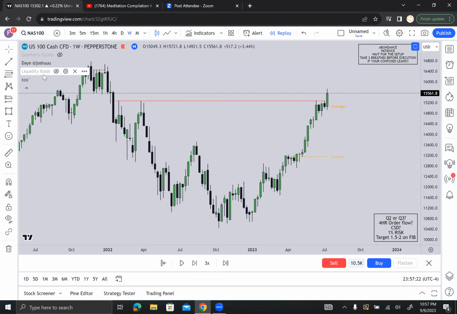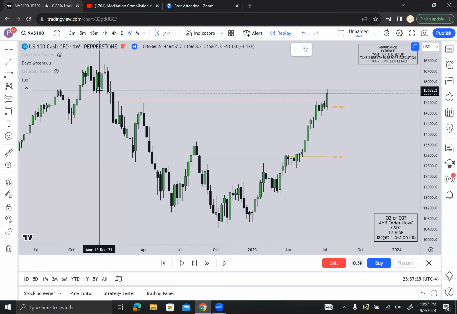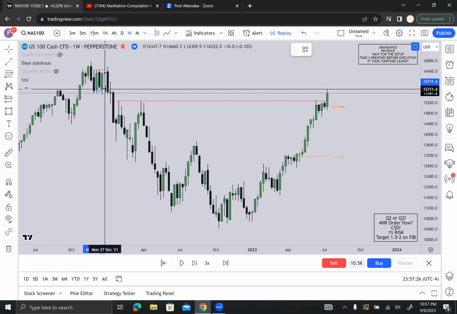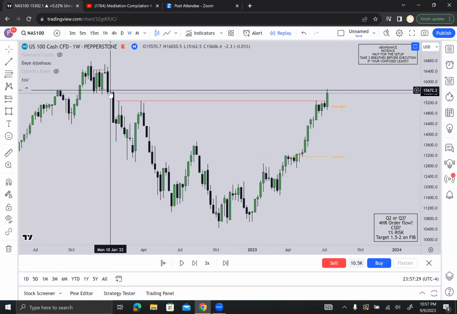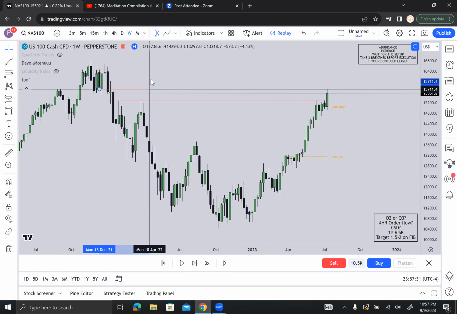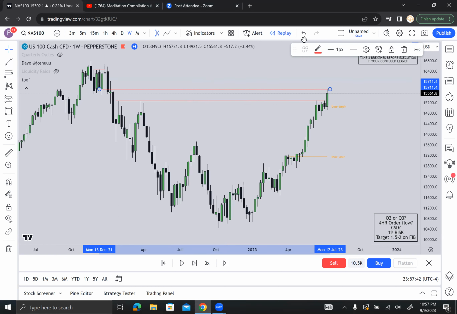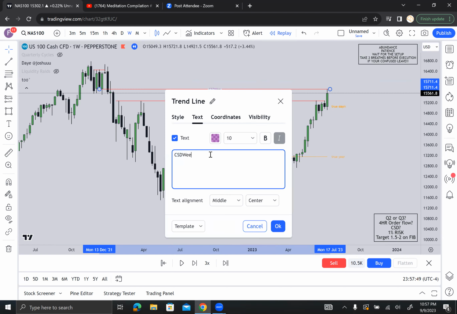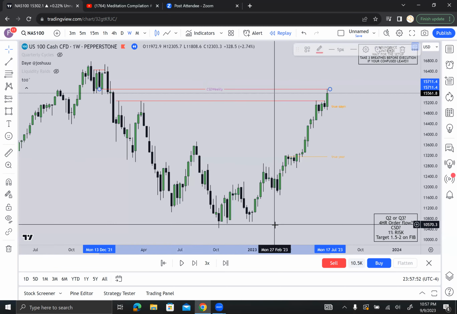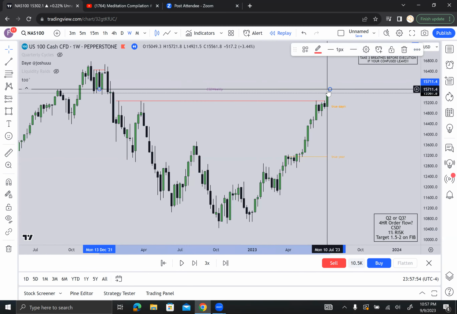Now, when price goes down through this point, I like to go based off the bodies. When it goes through here, this is considered a CSD. That is your change of delivery, and this is based off the weekly. So you should see some sort of rejection at this area.